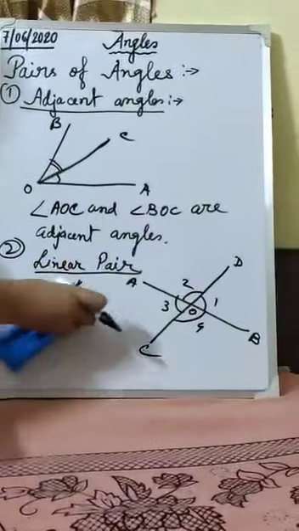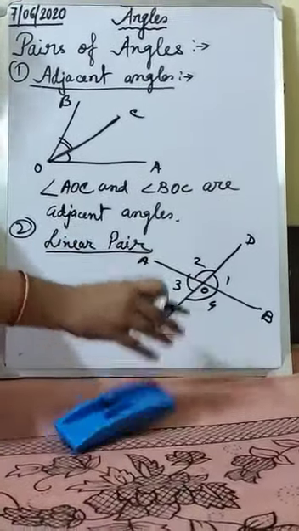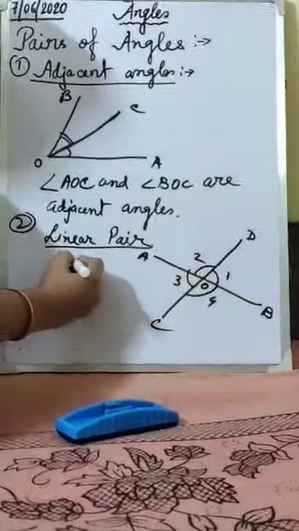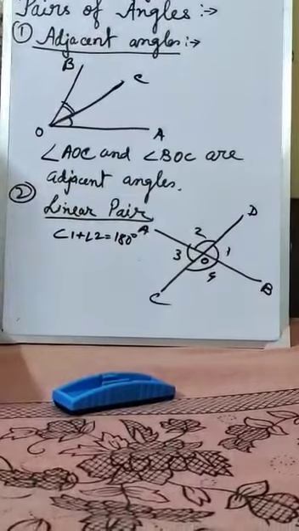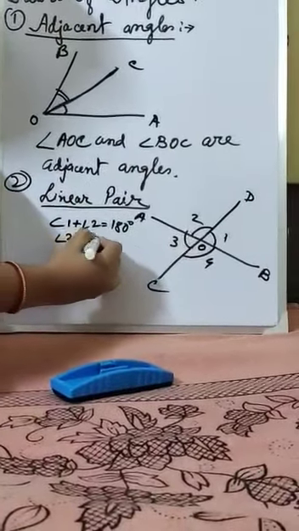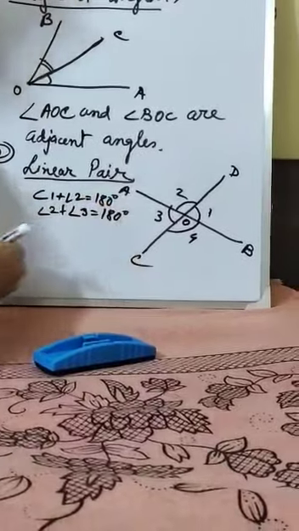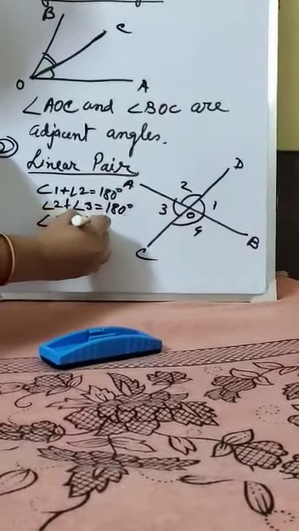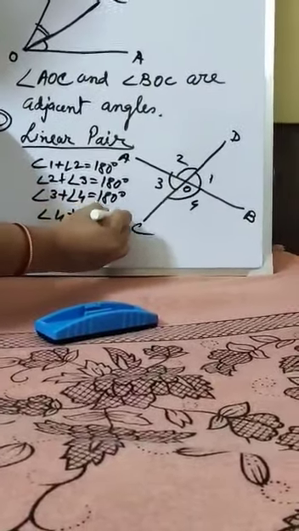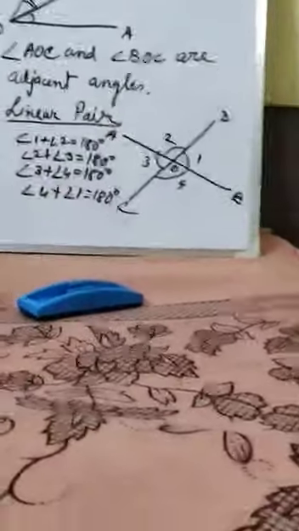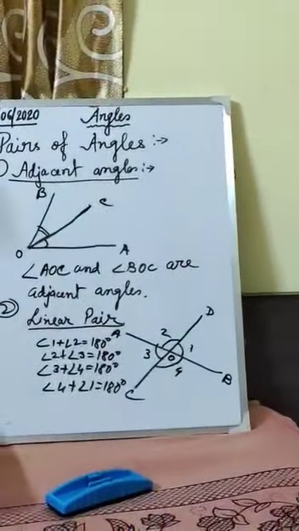But in adjacent angles, if the sum of these adjacent angles is equal to 180 degrees, both these angles, angle 1 plus angle 2 equals 180 degrees, so these are known as a linear pair. Angle 2 plus angle 3 is also equal to 180 degrees. Angle 3 plus angle 4 is equal to 180 degrees. And angle 4 plus angle 1 is also 180 degrees. That means when the sum of two adjacent angles is equal to 180 degrees, then these two angles are known as a linear pair.